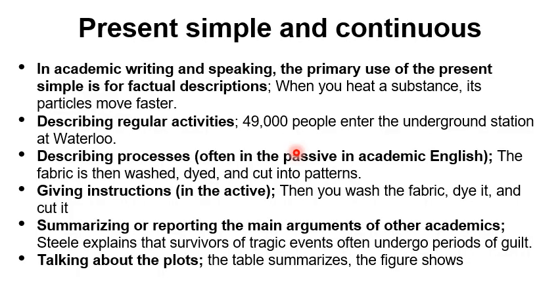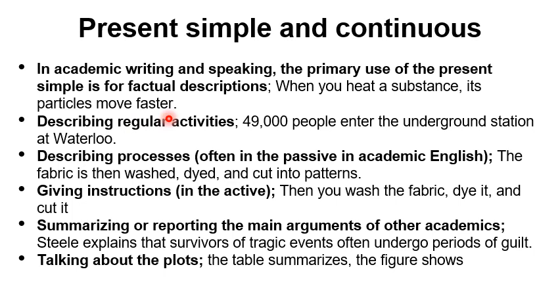Now let's start with the present simple and the continuous. First, we need to start with the present simple. As we learned from the first term of this course, we know well that the present simple is used when we talk about facts or factual description. We are describing a fact. For example, when we heat a substance, its particles move faster. Everyone knows this fact. It is not a new fact, and everyone agrees with this fact.